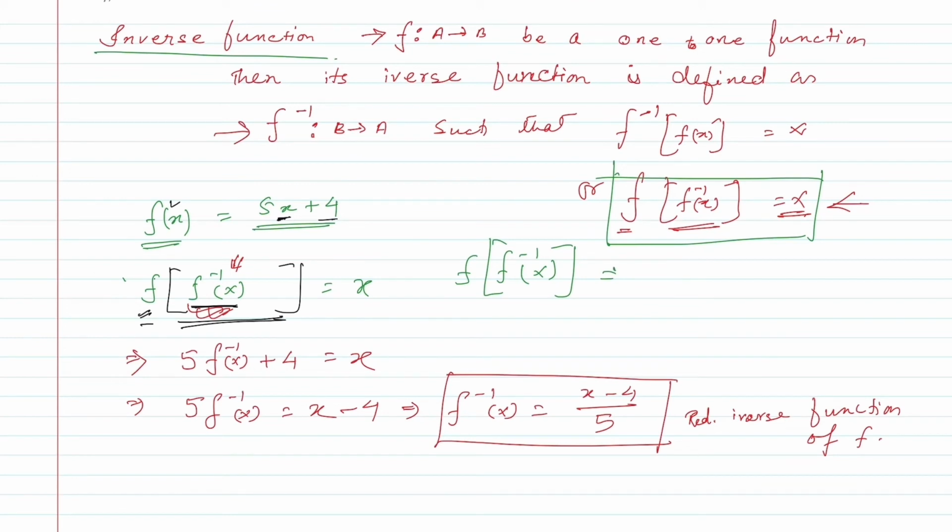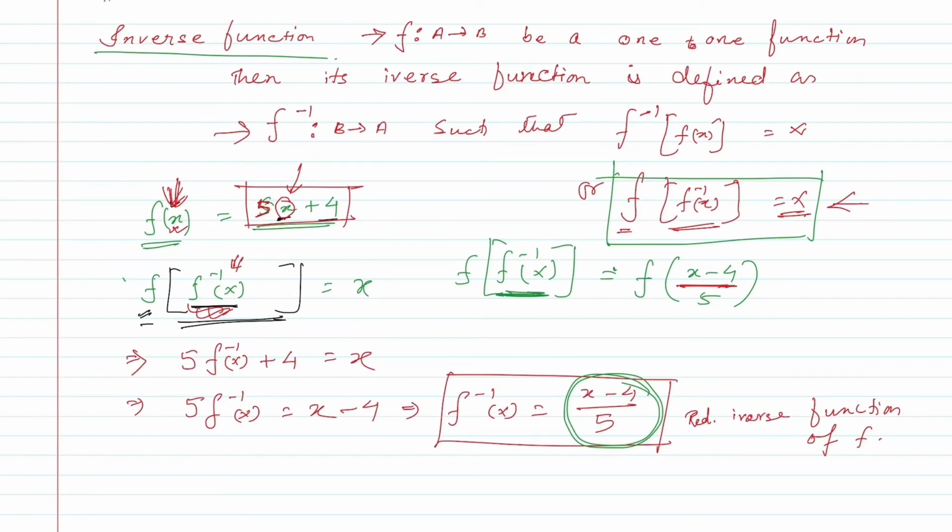So we have got that f inverse of x is equal to (x minus 4) by 5. So this must be f of (x minus 4) by 5. Here you see, if f of x in this function is equal to 5x plus 4, let us replace this x. If you replace this x by (x minus 4) by 5, then you have to replace this x.